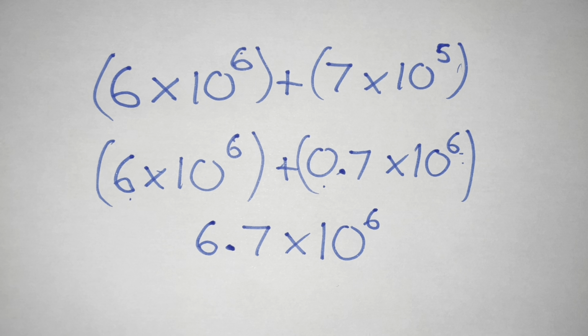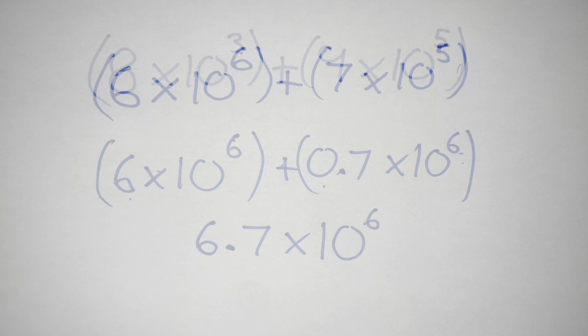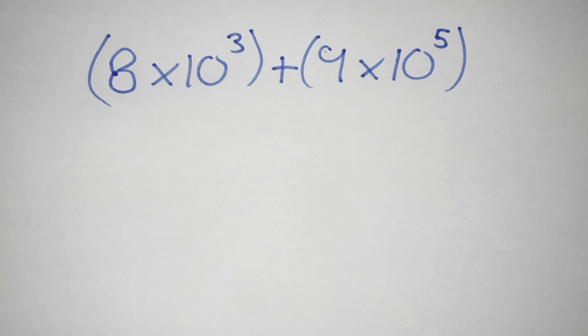Now we just need to check that our answer is in standard form. We have a number between 1 and 10, multiplied by 10 to the power of an integer, so I'm happy with this answer. 6.7 times 10 to the power of 6. In this final example, we have 8 times 10 cubed, add 9 times 10 to the power of 5. So in this case, again, we don't have matching powers.